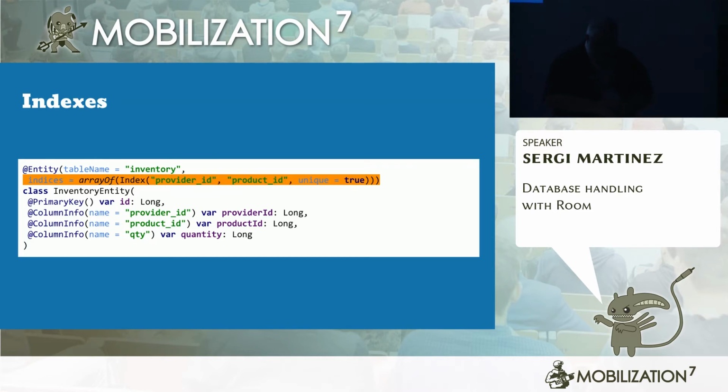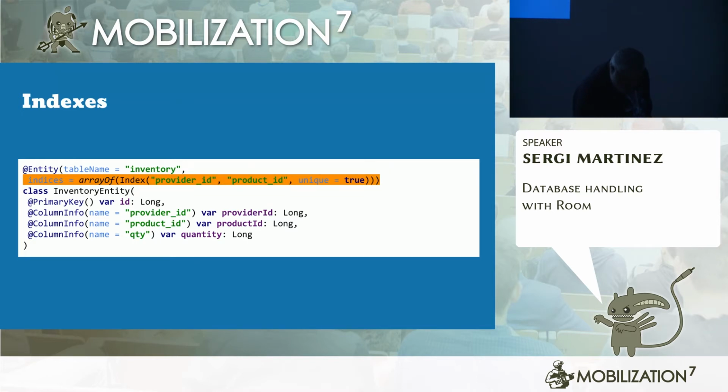Okay, what we have here. We have another field in the entity annotation to specify indices. Basically, the indices field expects an array of index objects, and index objects expect an array of strings with the fields. This is the Kotlin magic, but provider ID and product ID, this is an array. And we can specify if the index is unique or not. I'm assuming all these database concepts are clear. If somebody has any question on database stuff, just raise your hand or switch on a light because I cannot see you guys.